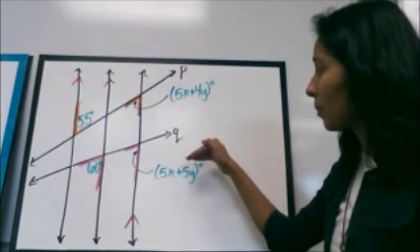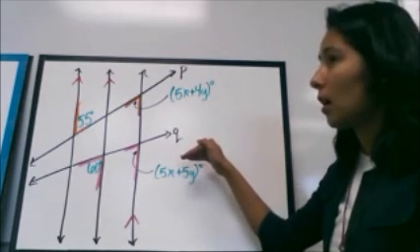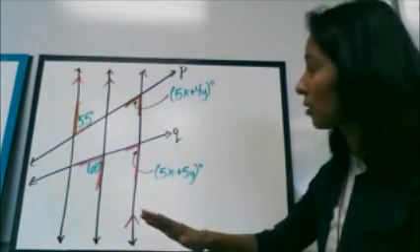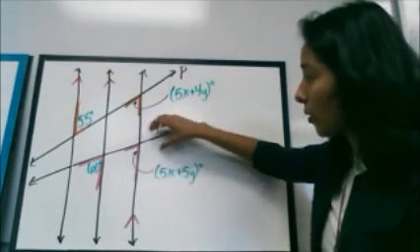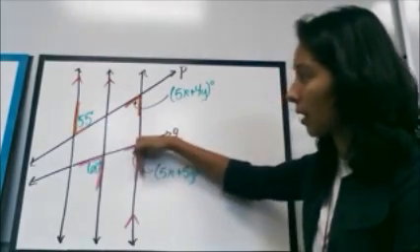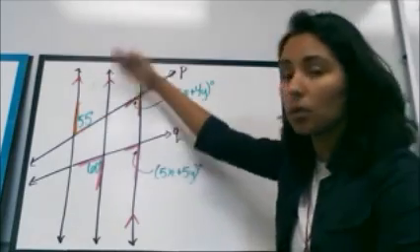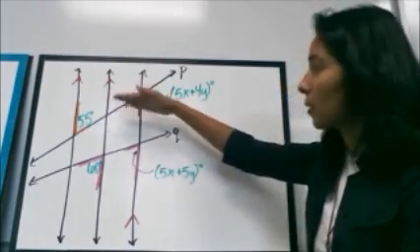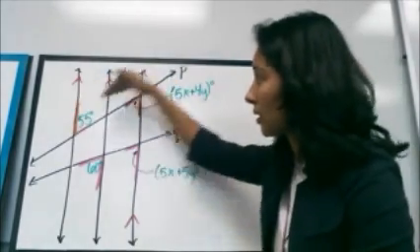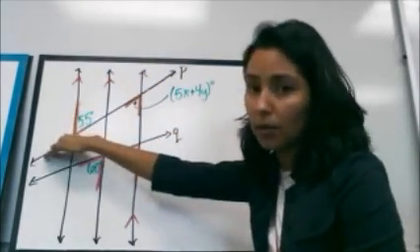So when I'm talking about alternate exterior, alternate interior, all those theorems we just learned about, we have to talk about this as a transversal and these three parallel lines. And then we're going to ignore the top part. And then we can look at the top part and ignore the bottom part. These are our parallel lines still, but this is our transversal.